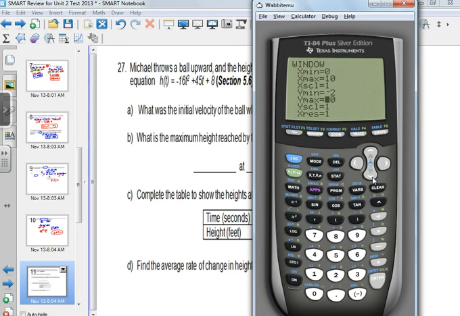I definitely wasn't high enough in my window, so I'm going to try 50. That might be an overestimate, and we'll see. Now when I hit graph, oh, that's actually a pretty good estimate. I can see the path of the ball, and I can see when it hits the ground.